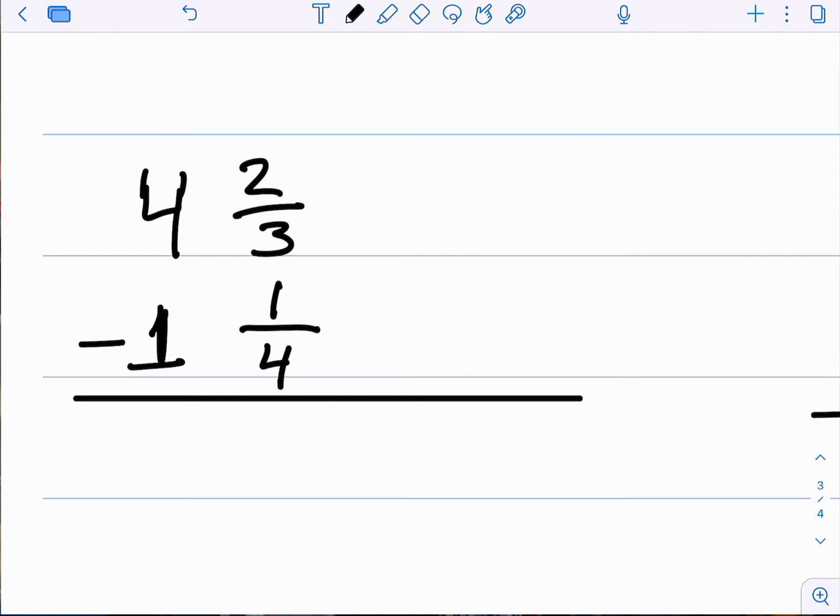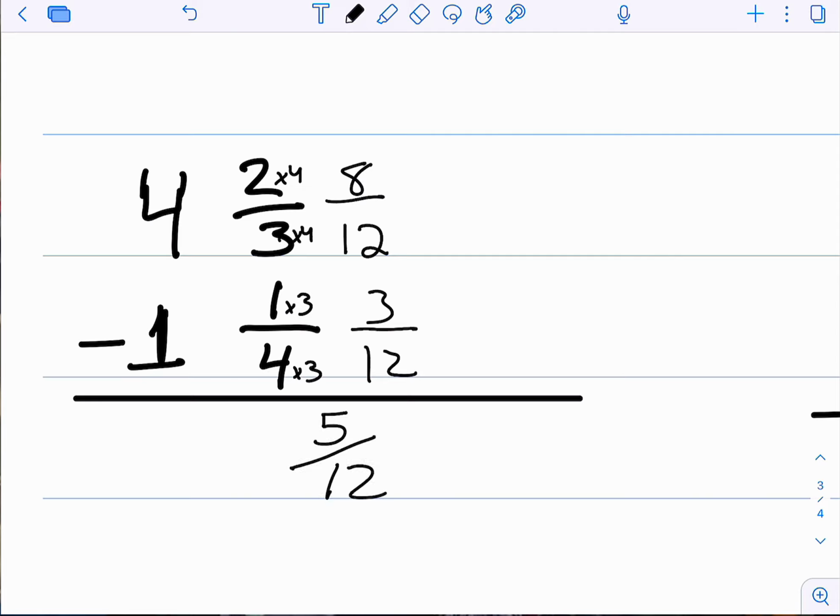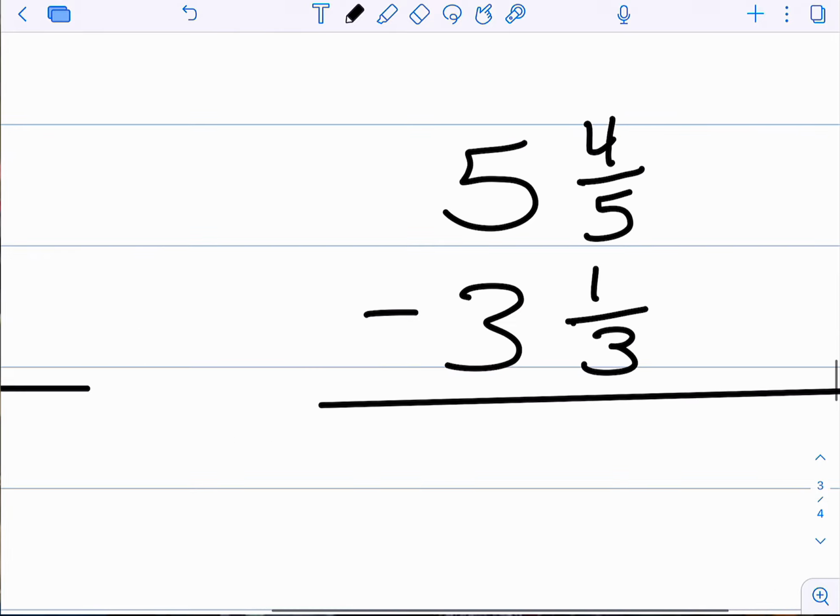Now we're going to go into where we have to find equivalent fractions with both of the fractions. So we have 1/3 and 1/4. The lowest common multiple is 12. So I'm going to take this to 12ths and this to 12ths. So times 3, times 3, times 4, times 4. This one over here is 8 on the top and 3 on the bottom. 8/12 subtract 3/12 is going to give me 5/12. Done with the fractions. Now I subtract the whole numbers: 4 subtract 1 is 3.